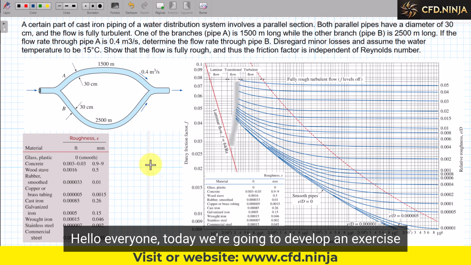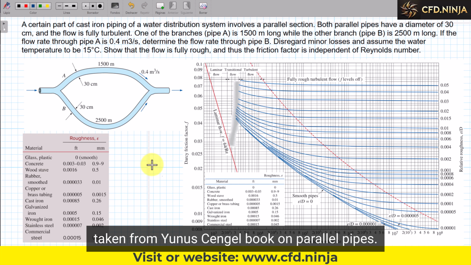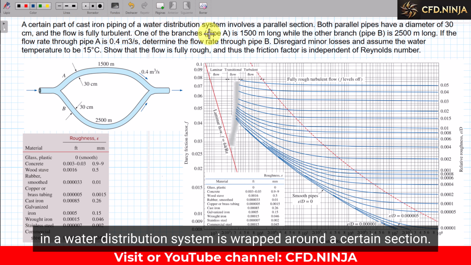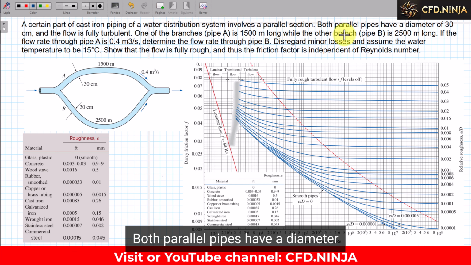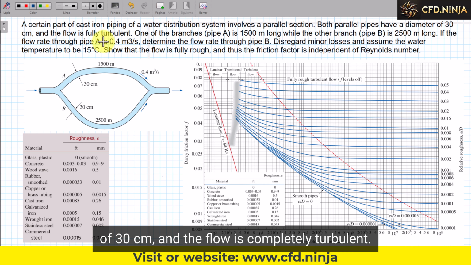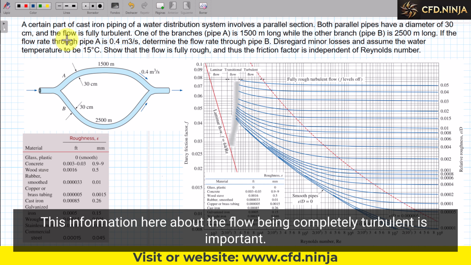Hello everyone, today we're going to develop an exercise taken from Yunus Çengel's book on parallel pipes. The problem states that a cast iron pipe in a water distribution system is wrapped around a certain section. Both parallel pipes have a diameter of 30 centimeters, and the flow is completely turbulent. This information here about the flow being completely turbulent is important.